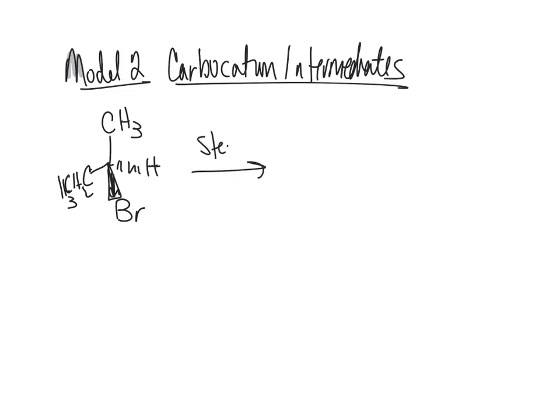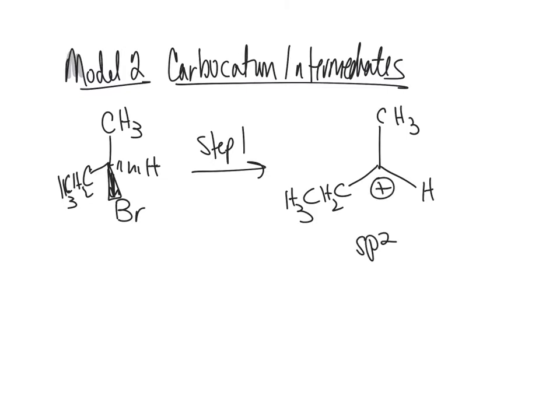So in step 1, we form the carbocation. Notice we lost stereochemistry, folks. Okay, why did we lose that? Because this is an sp2. There's no dashes or wedges. This is flat. It's planar. It has an unhybridized p orbital above and below the plane of a piece of paper.